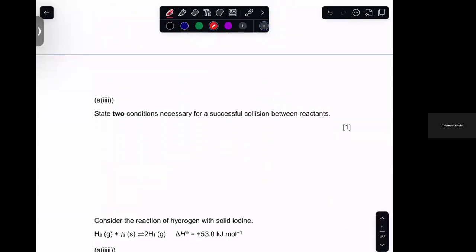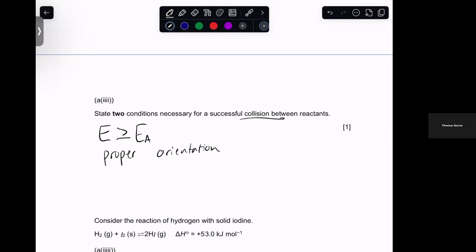State two conditions necessary for successful collision between reactants. So first off, we know that we need an energy greater than or equal to activation energy. Doesn't just have to be greater, but it has to be greater. We already know it's having a collision, so we don't have to say they have to interact, but they must have the proper orientation. So those are our 2 points right there.